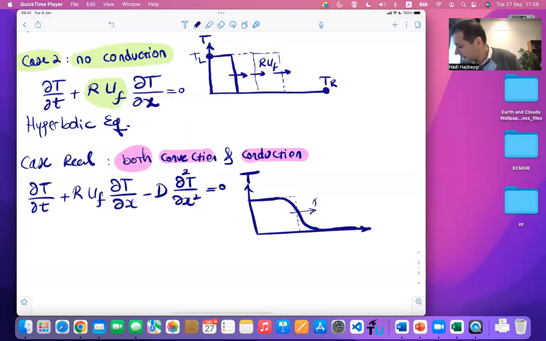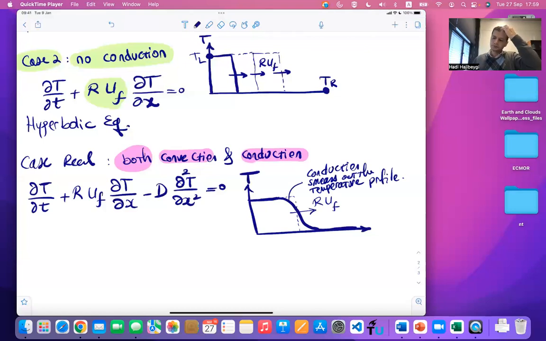The speed of it is still rho u_f, and you have a smeared out profile because of conduction. So conduction smooths or smears out the temperature profile. Okay, so this is the qualitative understanding of the process.